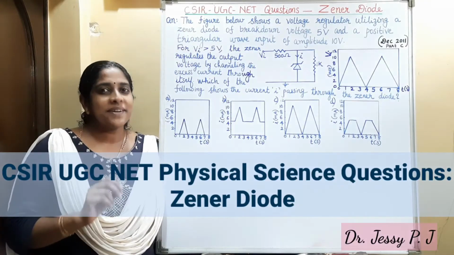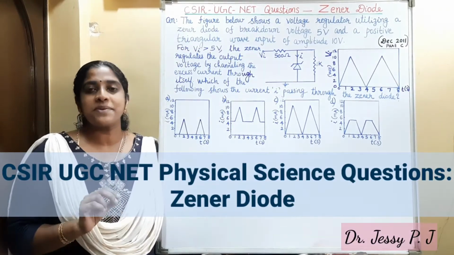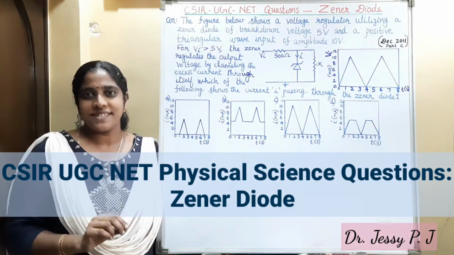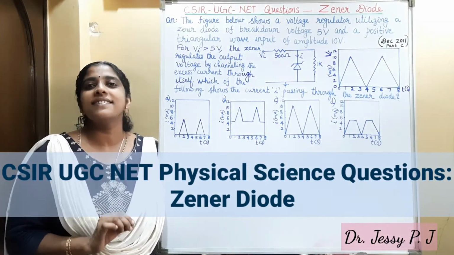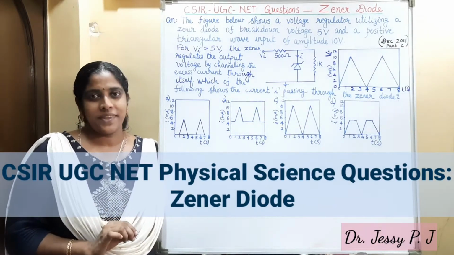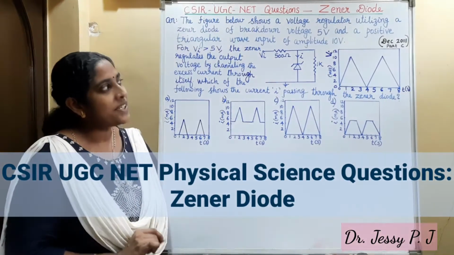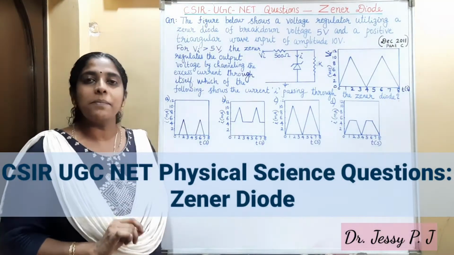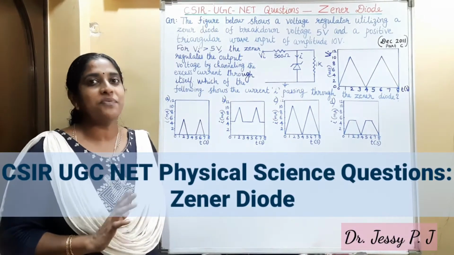Hi all, today we are going to see two questions based on Zener Diode. These two questions are asked in previous year CSIR UGC net examination. The first question is asked in December 2011 in part C. Part C is of 5 marks.